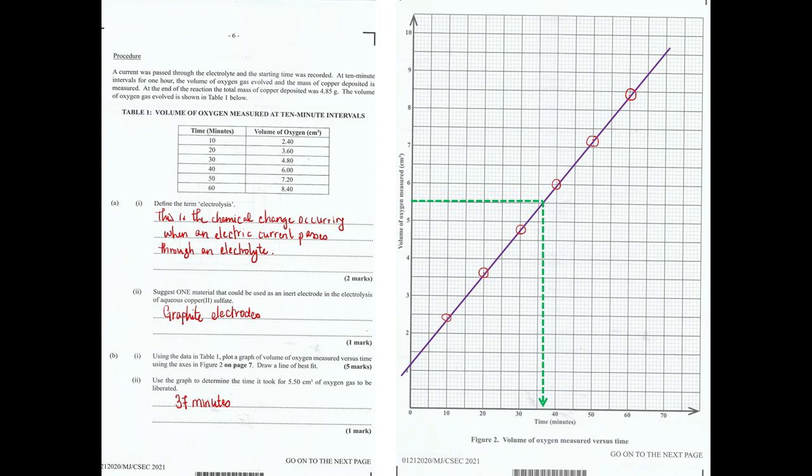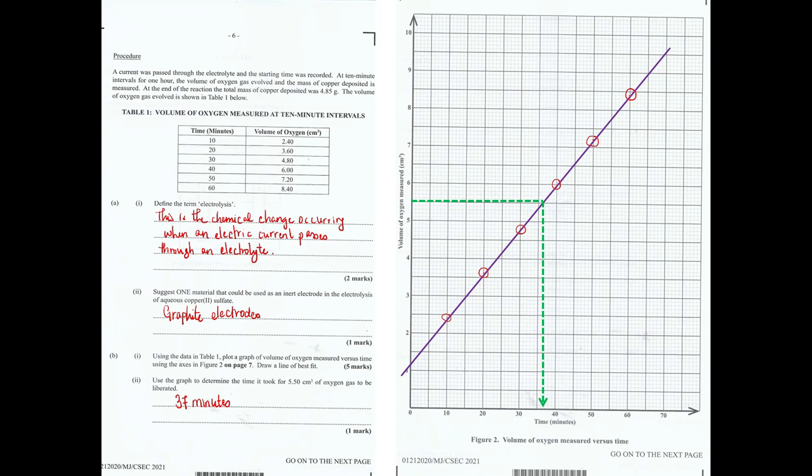Alright, so it says define the term electrolysis. So this is the chemical change occurring when an electric current passes through an electrolyte. That's one. You can say it's the decomposition of an electrolyte when a current is passed through it. So there are many different ways you could define the term electrolysis. Once you say that current is being passed through an electrolyte and some type of change is happening, you're good to go.